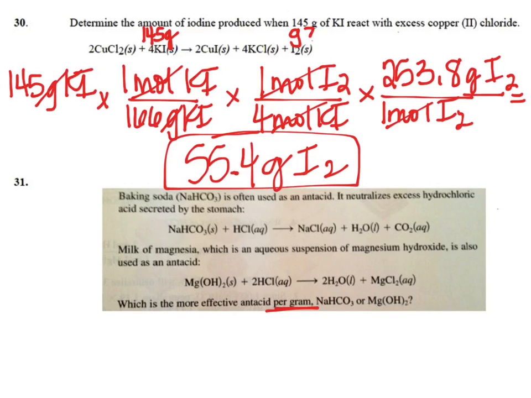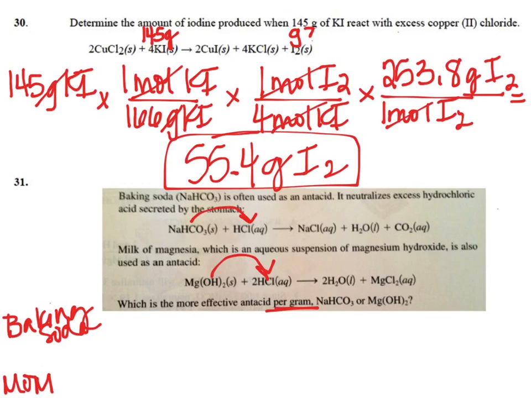So what I need to do is I need to stoich baking soda to hydrochloric acid and magnesium hydroxide to hydrochloric acid. So I'm going to have 2 running problems here. I'm going to have baking soda and I'm going to have milk of magnesia. The question says more effective per gram. So each one starts out with 1 gram. We start out with 1 gram of NaHCO3 and 1 gram of magnesium hydroxide.